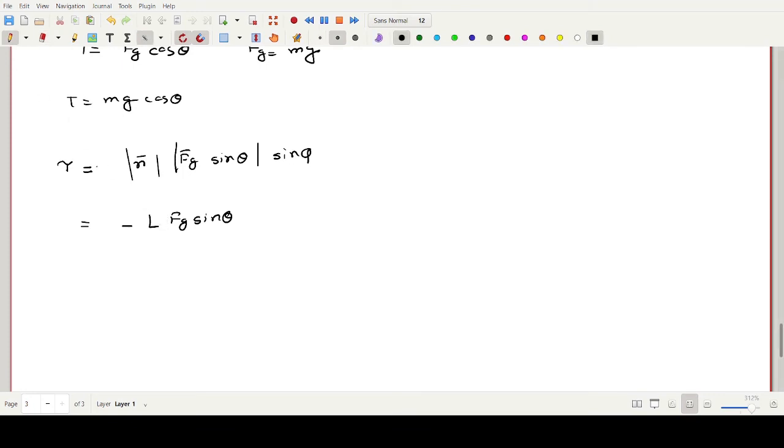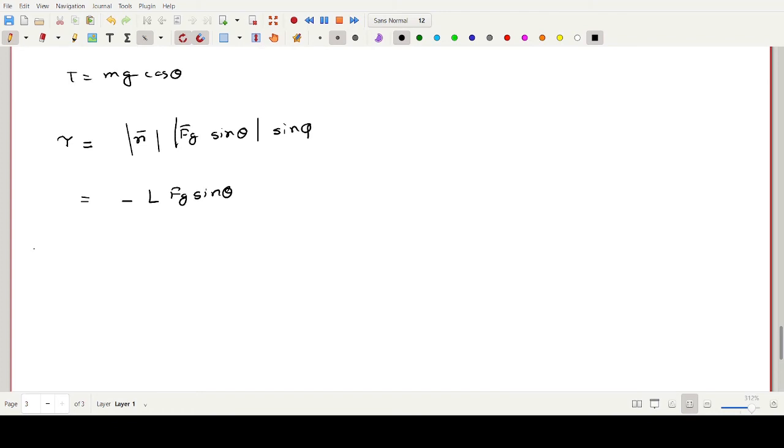Now why is the minus sign here? The minus sign indicates that the torque is applied in the opposite direction, right? The torque acts to reduce theta, in other words.